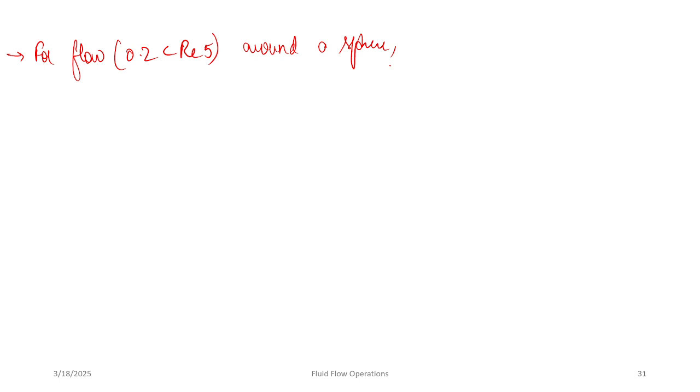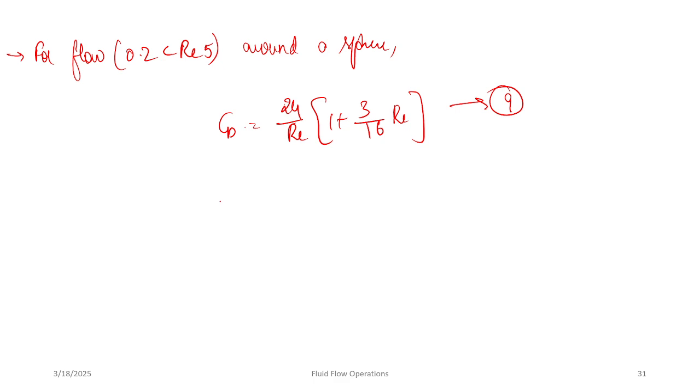So the modification of Stokes law was done by Oseen by partially taking account of the effect of inertial terms, and he found that CD will be equal to 24 by RE into 1 plus 3 by 16 into RE. This is equation number 9.